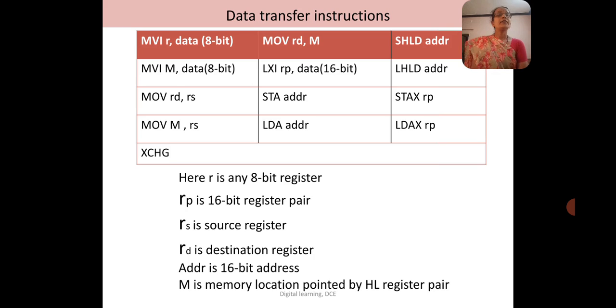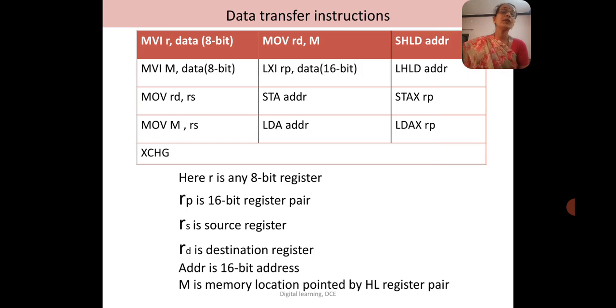LHLD address is load the HL register pair with the 2 consecutive memory location content. That means LHLD address means the content of the memory location which is mentioned in the instruction is transferred to L register and the content of next consecutive memory location will be transferred to H register.